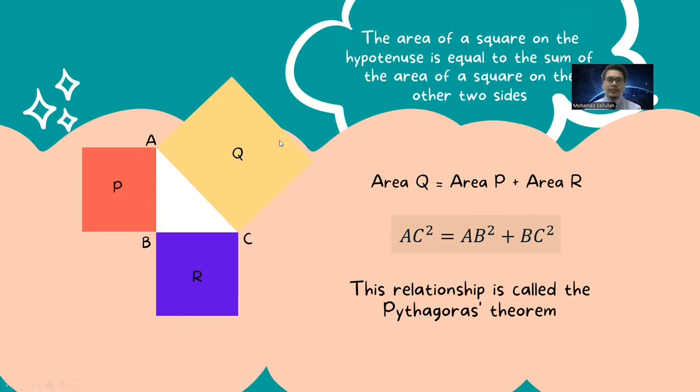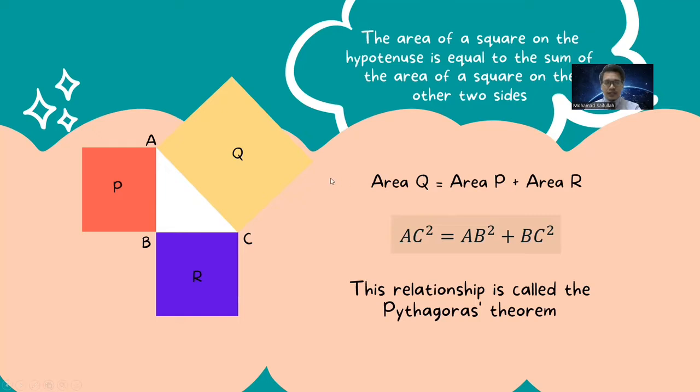Okay, so basically you can write the relationship as area Q. This is area Q on the hypotenuse. This is 90 degrees, opposite to it is the hypotenuse, so the hypotenuse is Q. So area Q is equal to area P plus area R. Or in other words, you can write it as AC square. Why AC square? Because it is the area of a square, which is AC times AC. Like if this is X, then it is X square.